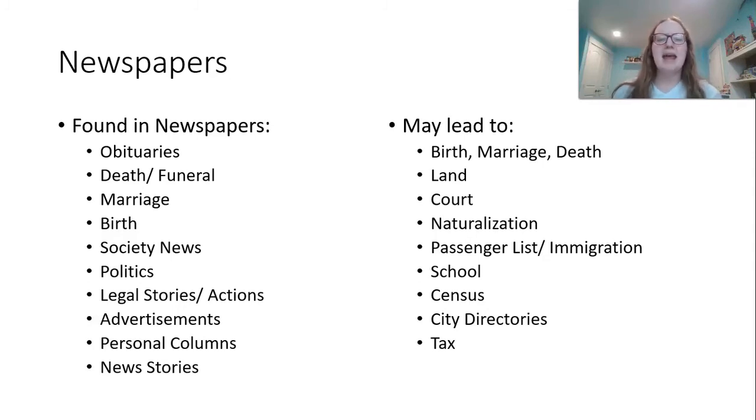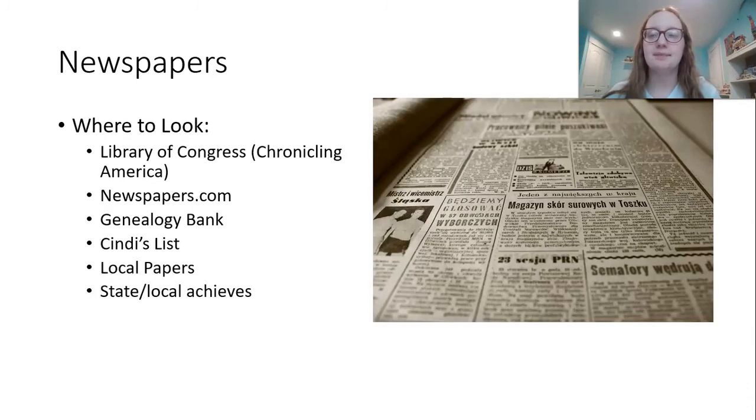So all of this may lead you to be able to identify a birth, marriage, or death certificate, land records, court records, naturalization records, passenger or immigration records, school records, censuses, city directories, tax records. So the information you find in the newspapers can be really helpful in finding other records. And it can just help you learn more about your ancestor as an entire person and more relevant and interesting details about their lives.